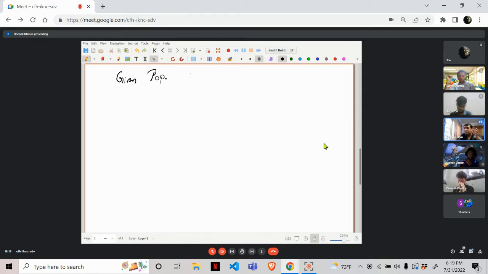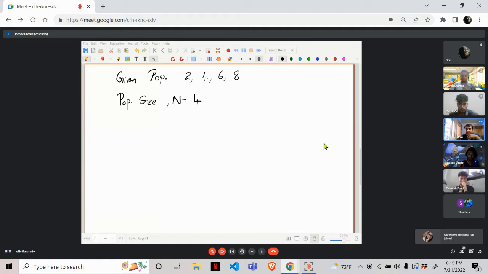It's a shame to call it a population because there are only 4 numbers. But from the experiment point of view, what's the population? 2, 4, 6, and 8. Can you tell me the population size? It is 2. No, population size. Oh, 4.